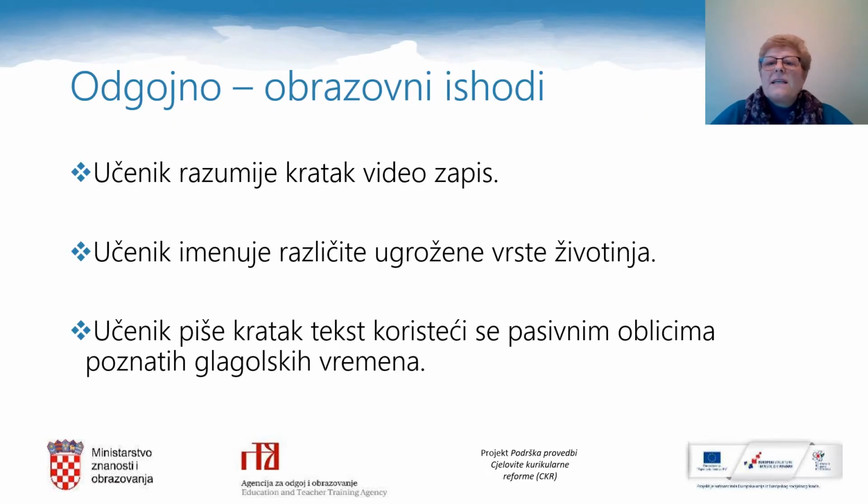By the end of the lesson, you will be able to understand a short video about rhinoceroses and name different endangered species. The grammar part of the lesson will be the passive voice in different tenses. So, you will also be able to write your own short text about some endangered animals, using both active and passive voice in different tenses.